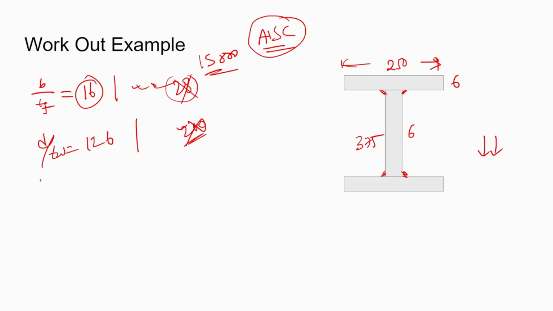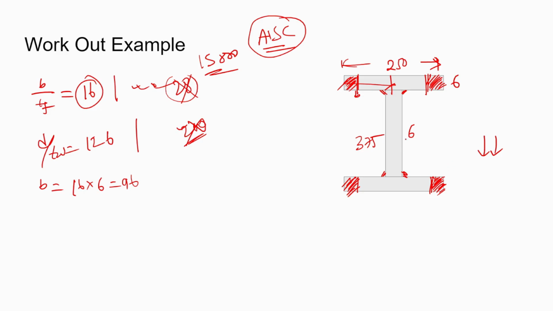So based on that, what is the maximum B we can use here? So this is the B. So 16 times TF, so 96, right? So here we can use only this one, 96. This side is also 96. So this particular portion becomes ineffective, right? They will not participate in load carrying capacity.